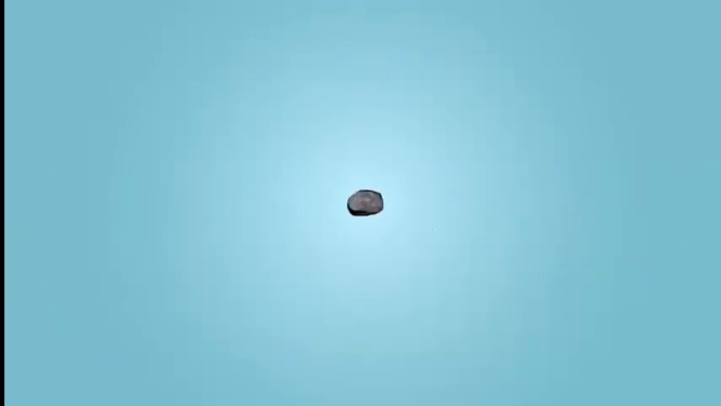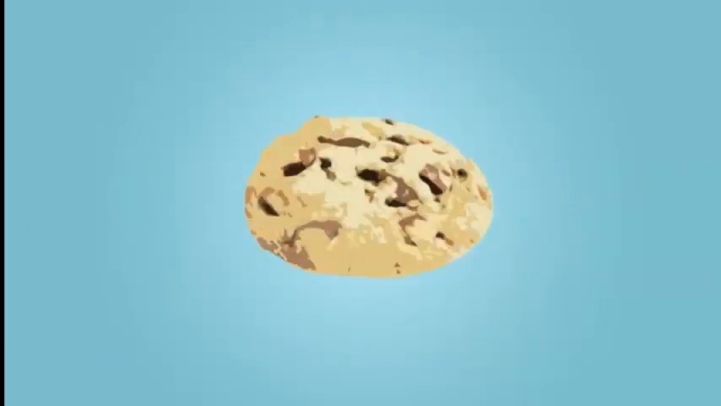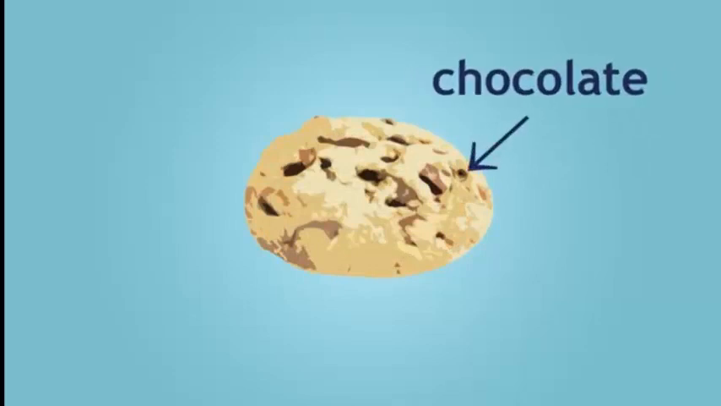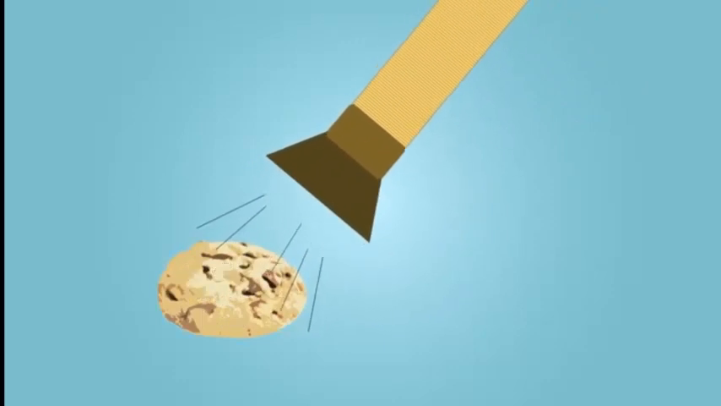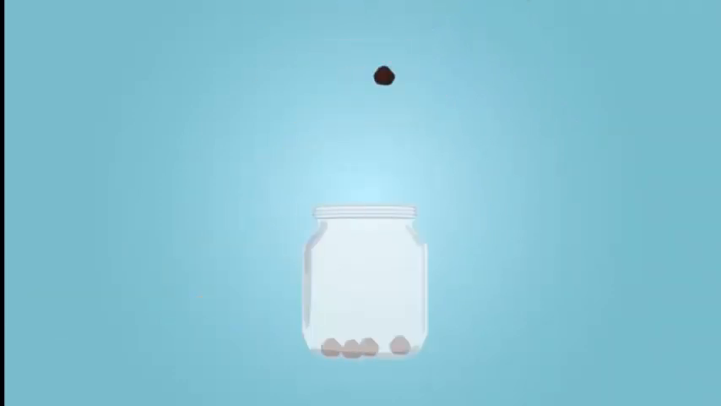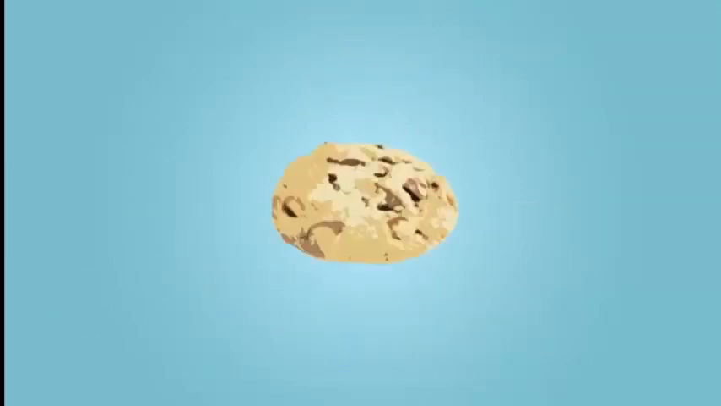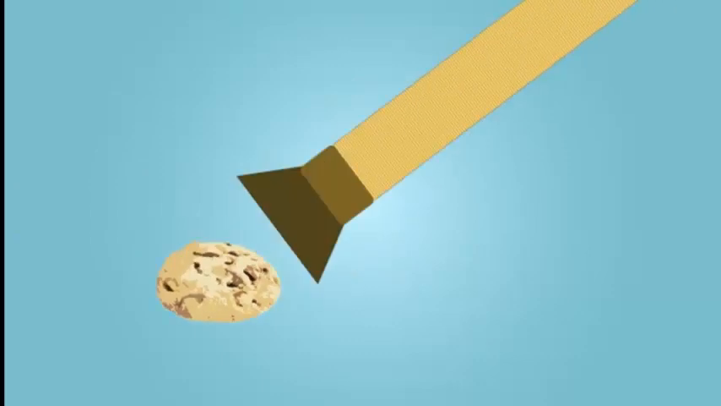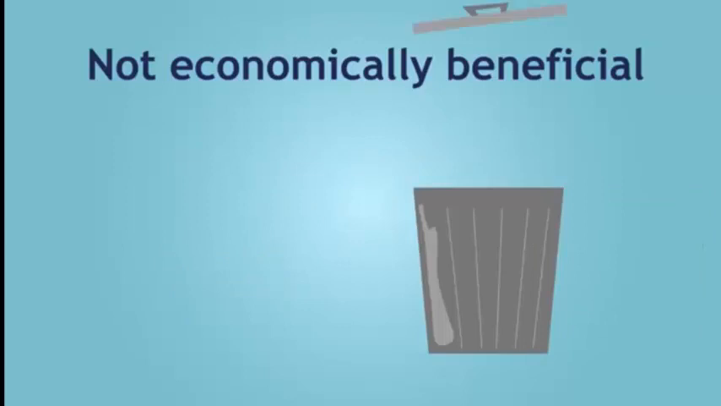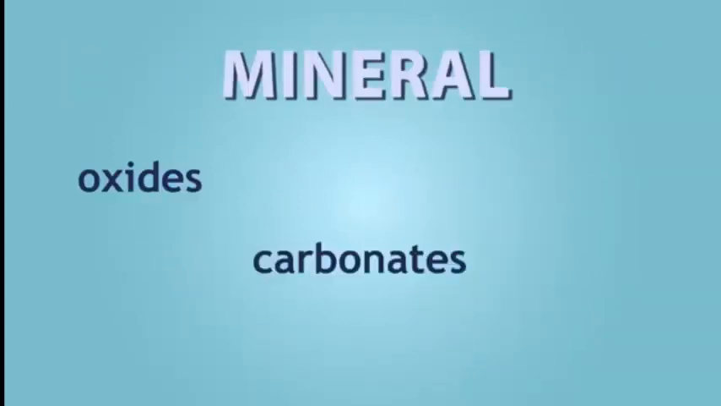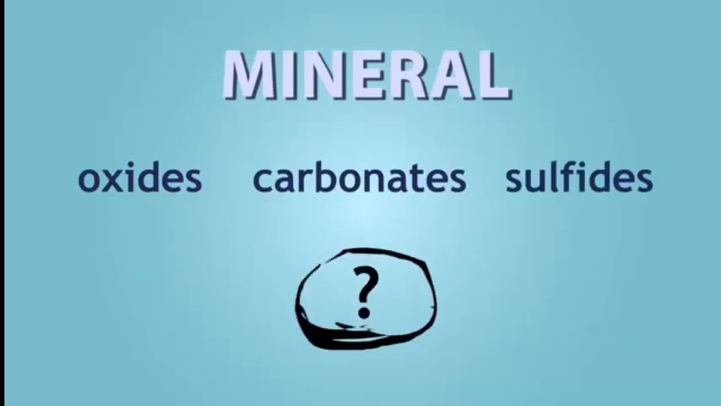We can think about an ore a bit like a chocolate chip cookie. We really want the chocolate. If there are more chocolate chips in the cookie, then the extraction process would be more economically beneficial, as more minerals, in this case the chocolate, can be obtained. If there are fewer chocolate chips, then the extraction process may not be as economically beneficial. For the most part, the minerals are oxides, carbonates, or sulfides of the metal of interest.